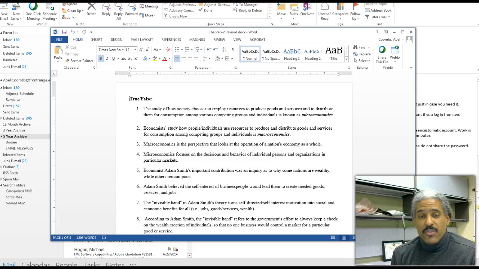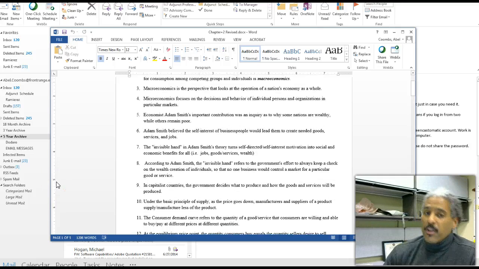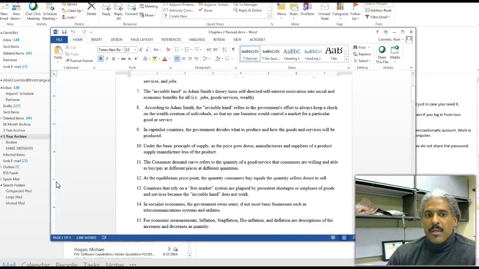Yes, and all the factors there. Private property, keeping profits, competition, freedom of choice, invisible hand, self-interest. We covered those topics. Those should be in your mind. Continue on. 7, the invisible hand in Adam Smith's theory turns self-directed and self-interest motivation into social and economic benefits for all. Goods, services, well, true. By me operating a business, other people will get a benefit.